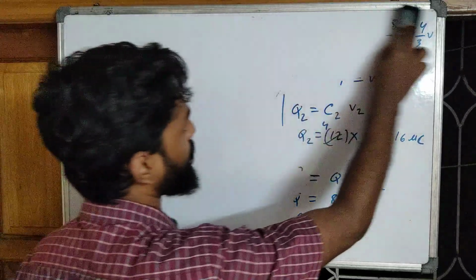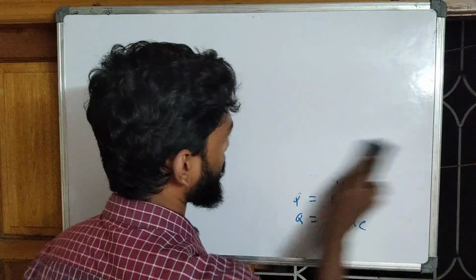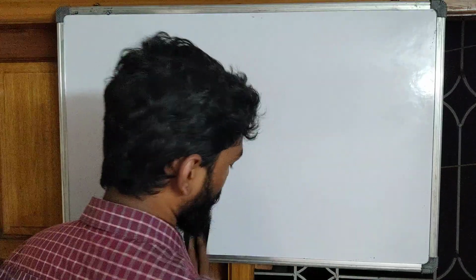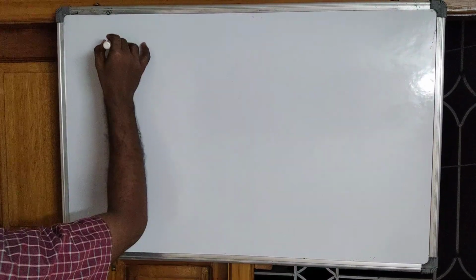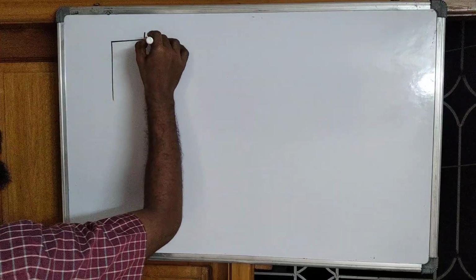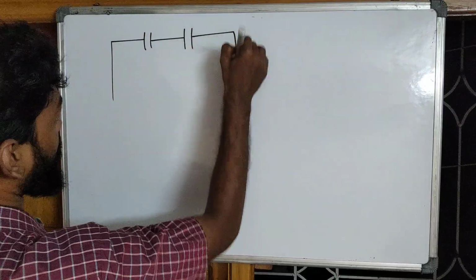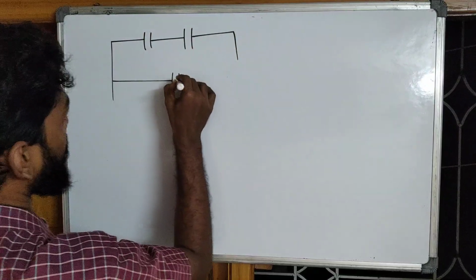Let's jump on to the next question. Let me find out the next question. All right, so the next question is: find out the charge and potential across each capacitor. So this is one capacitor, this is another one, and this is another section.